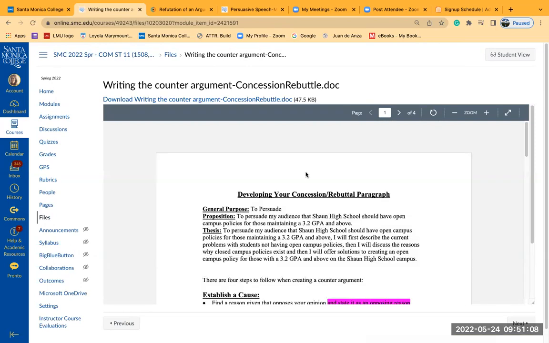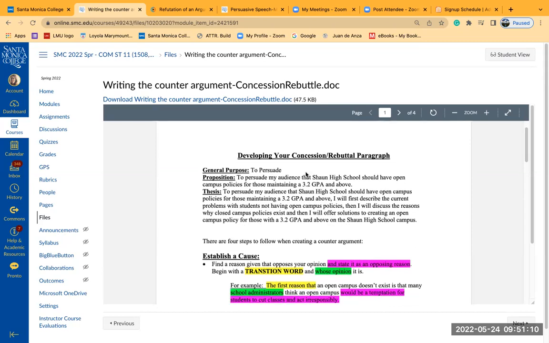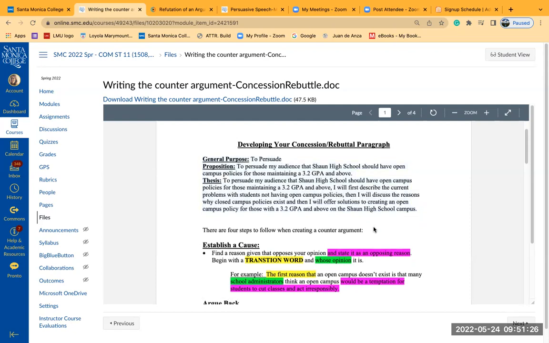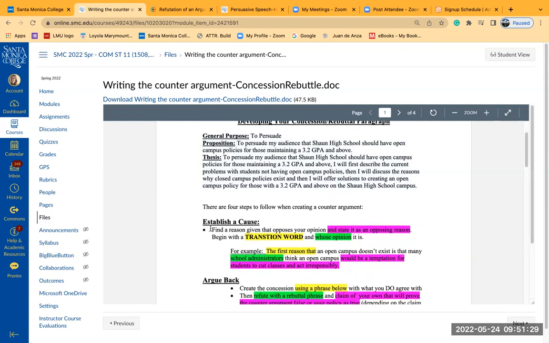So if you haven't seen yet, you have an entire example that I have made for you. You can walk yourself through these steps and write this on your own. I've given you a general purpose proposition and thesis statement here. Then what I've done is I have written, for example, find a reason that opposes your opinion and state it as an opposing reason. That is in purple. Begin with a transition word in yellow and whose opinion it is.